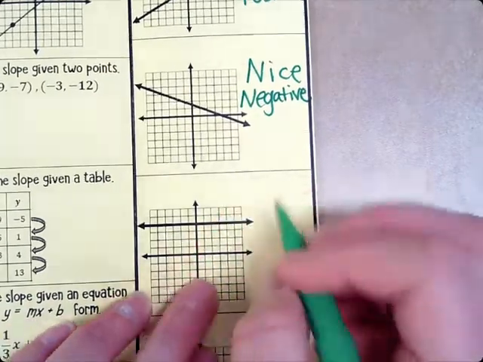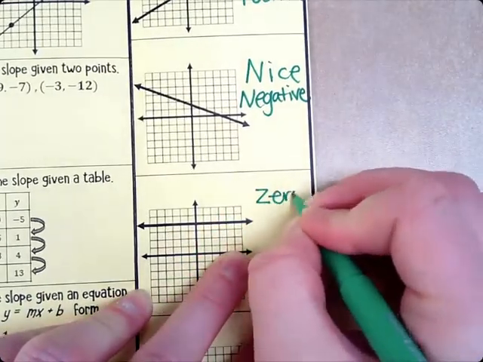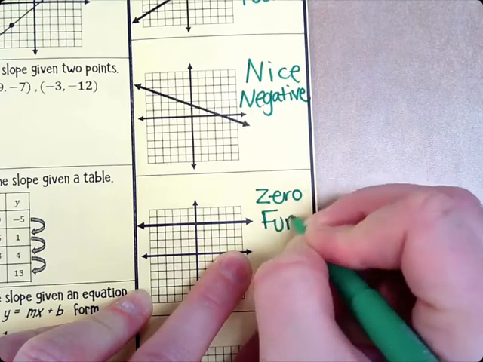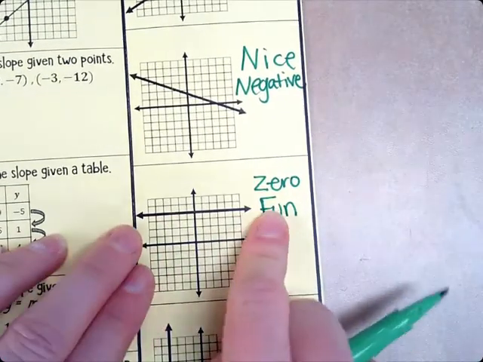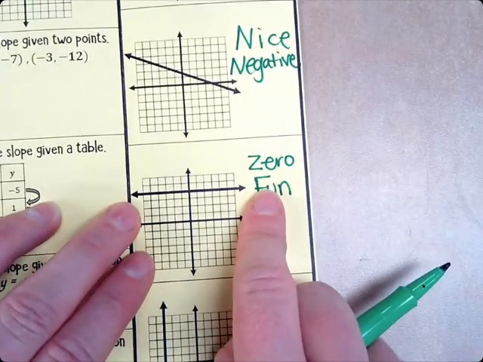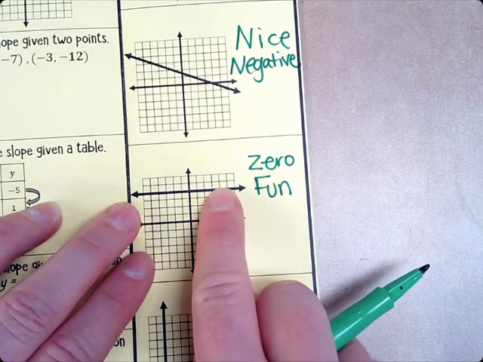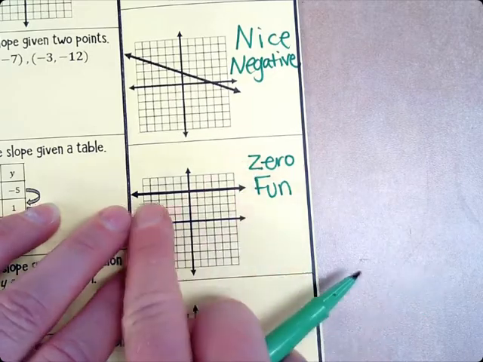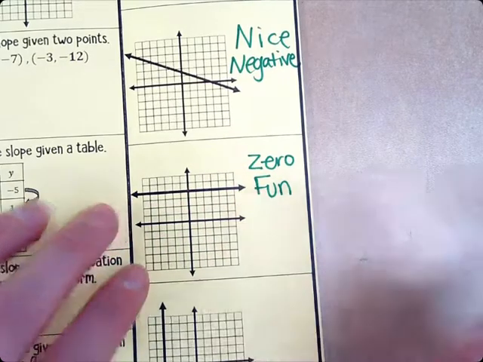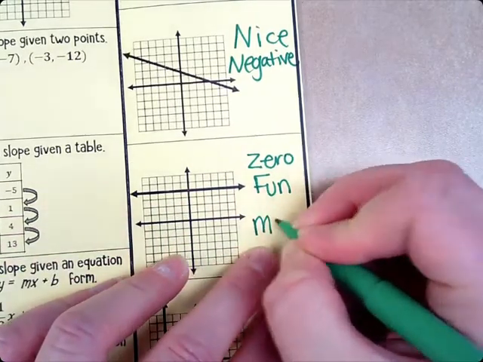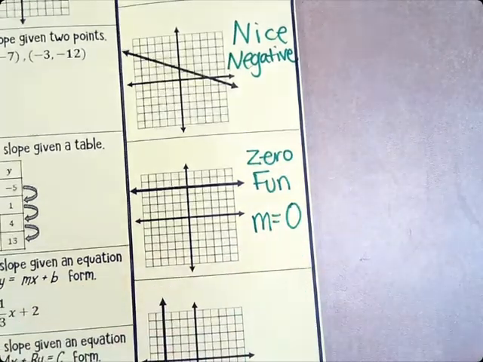This next one is zero fun. He's having to walk across the flat part of the ski slope. So it's just flat. He's having to walk. He's not skiing downhill. He's not climbing up. It's just zero. So on this, it will be m equals 0.